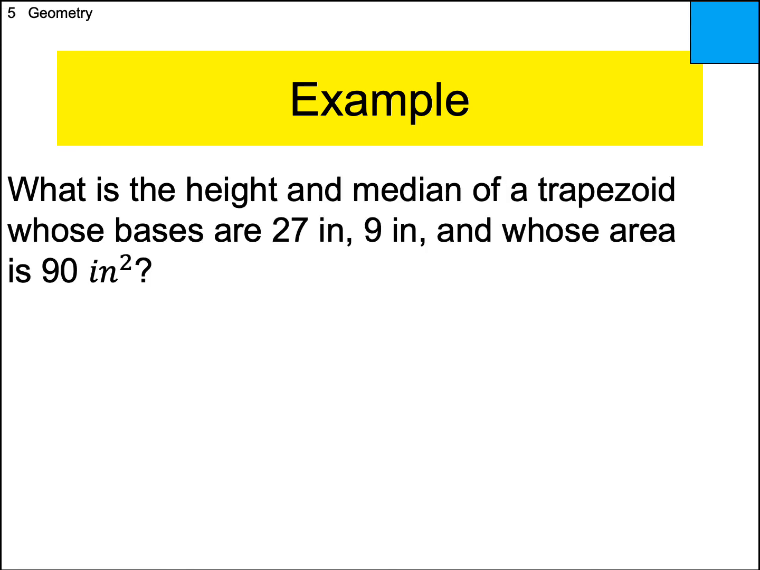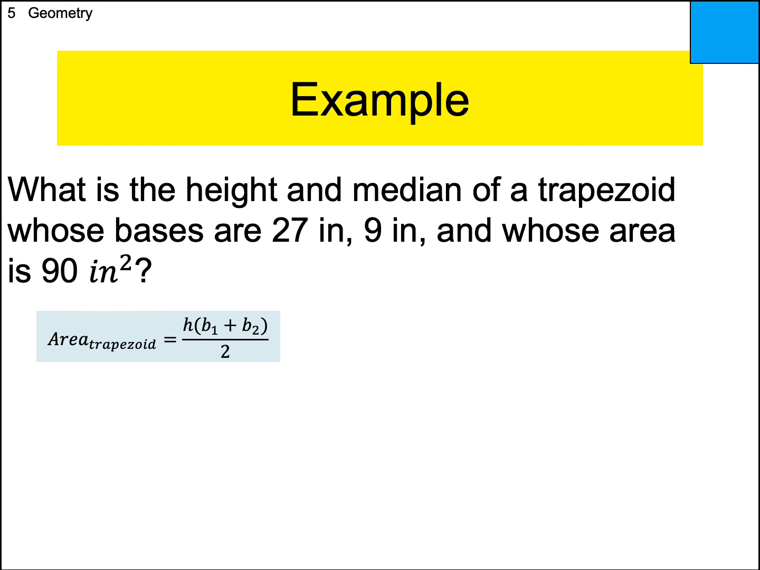Let's do, I wouldn't say that even this one's that much more challenging, but let's do one that's slightly more challenging. It says, what is the height and the median of a trapezoid whose bases are 27 and 9 and whose area is 90 square inches? Okay, so usually when they give you something that's complicated like this, you just basically pull out everything you've got about trapezoids. We have two basic formulas: the standard one and the one for median. So let's just plug in the numbers for the standard one and see if it makes any sense. If not, then we'll use the other one.